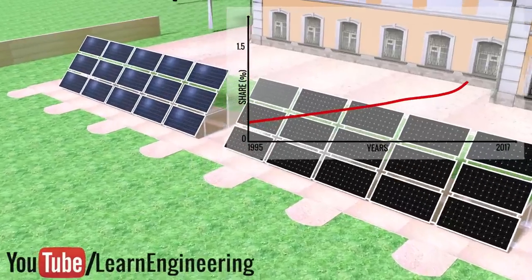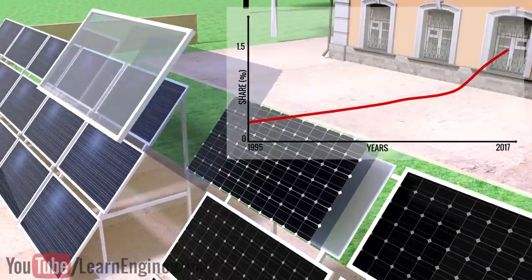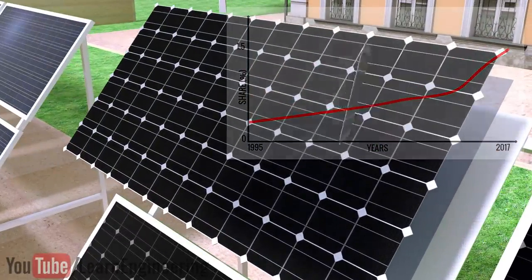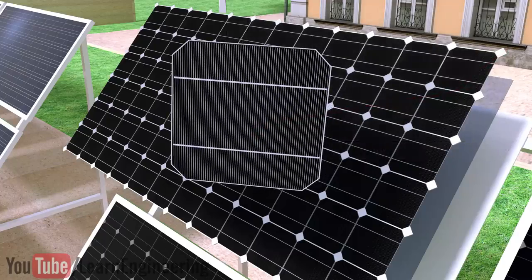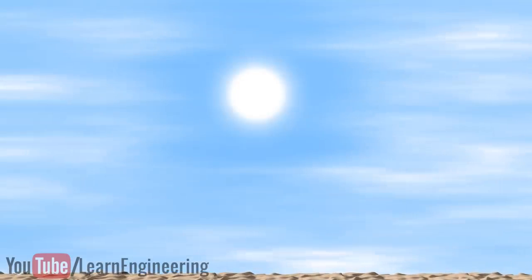In the last 2 decades, the contribution of solar energy to the world's total energy supply has grown significantly. This video will show how a solar cell, or photovoltaic cell, produces electricity. Energy from the sun is the most abundant and absolutely freely available energy on planet Earth.